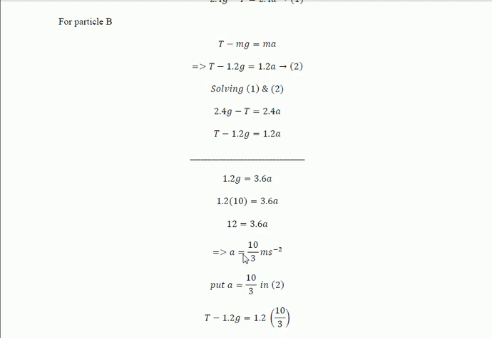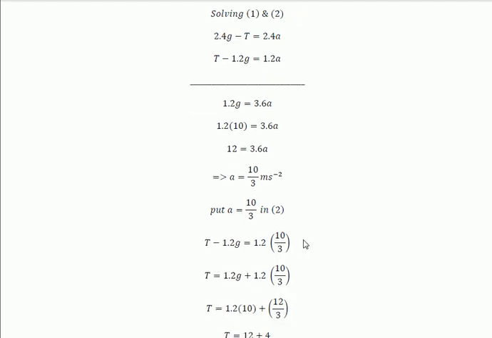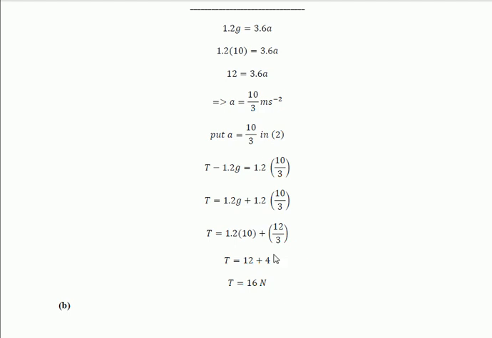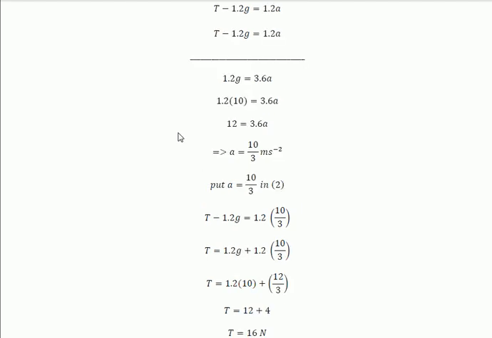Solving equations 1 and 2, we get a equals 10/3 meters per second squared, the acceleration in this case. Put a equals 10/3 in equation 2. After simplification, we get T equals 16 Newton. So the acceleration is 10/3 meters per second squared and the tension is 16 Newton. We shall use these values in the next part B.